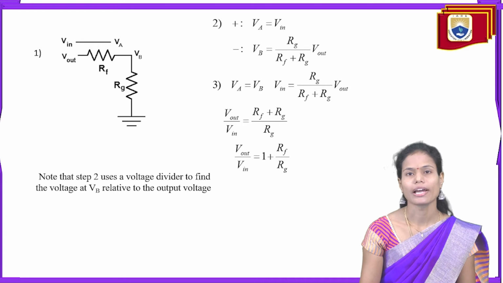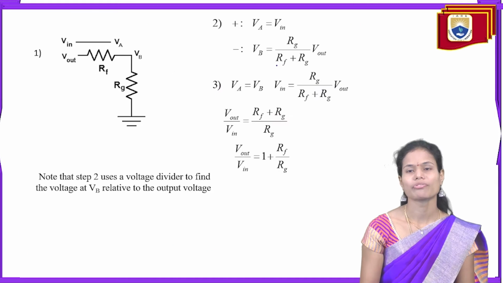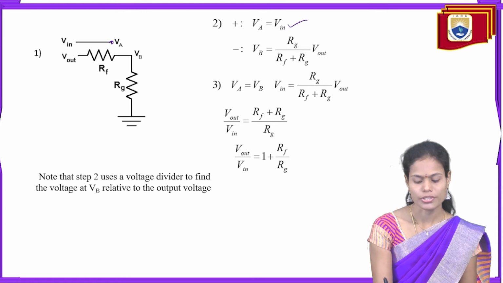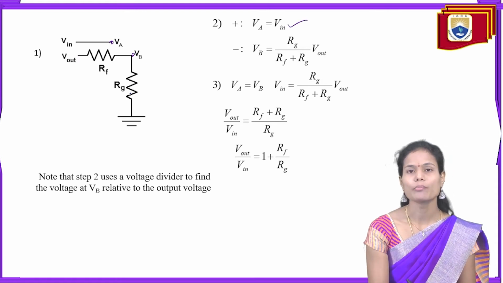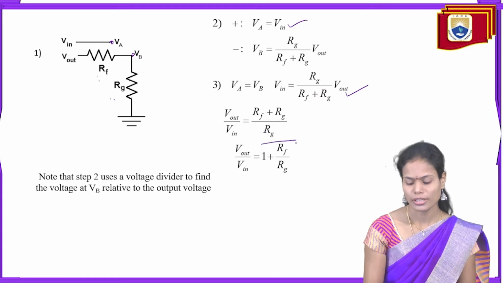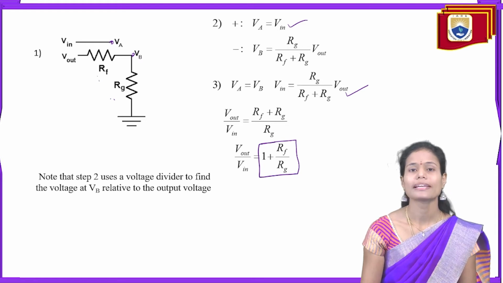How we calculated that value is, we take this particular circuit to find the gain. Here, at VA the value of voltage is Vin. At VB the value of voltage is the opposite resistance RG by the total resistance RG plus RF, into the output voltage. If we simplify it, we get the gain value as 1 plus RF by RG. So that is the gain of the non-inverting operational amplifier. Each and every step we need to explain clearly, and the operation and the circuit of the non-inverting amplifier we need to explain clearly.